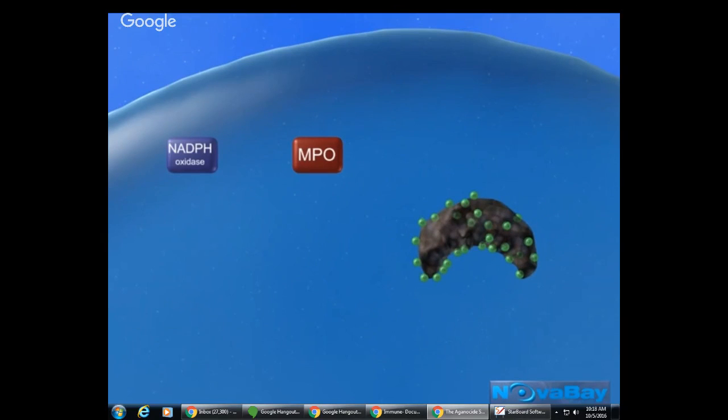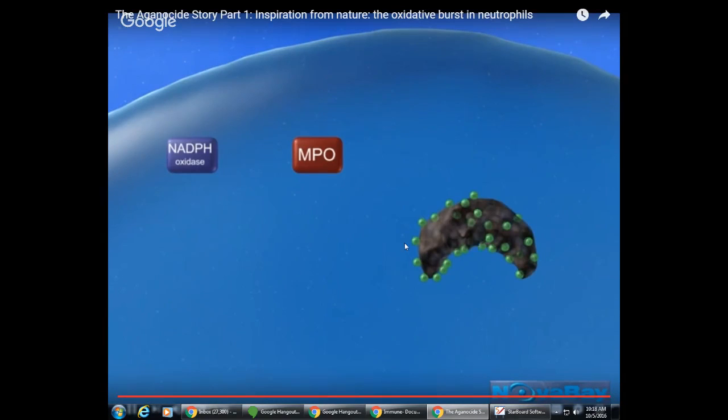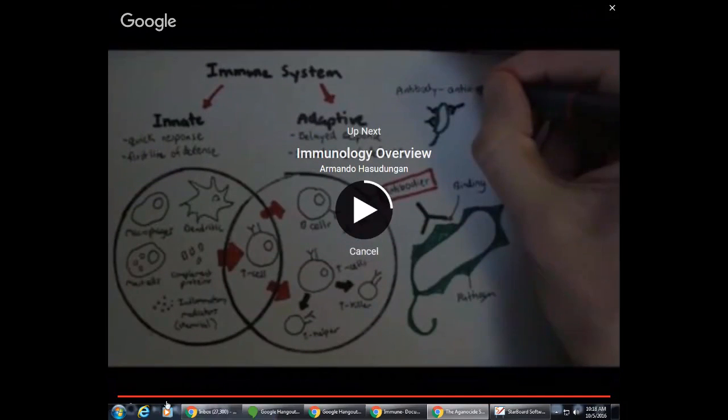So that shows the respiratory bursts that are catalyzed by chemical reactions.